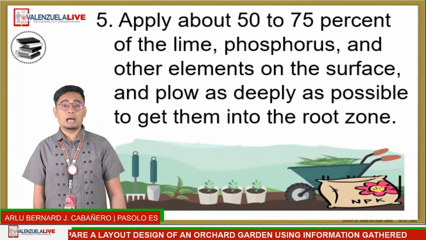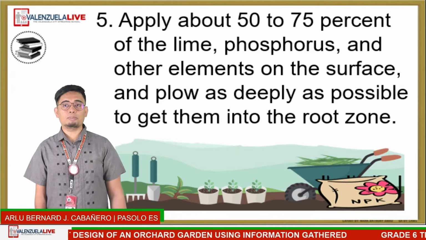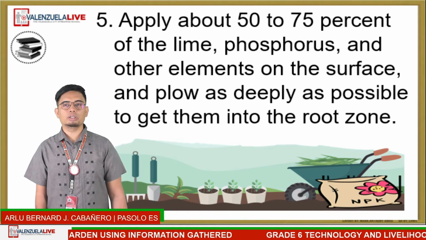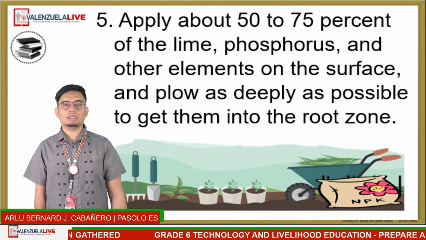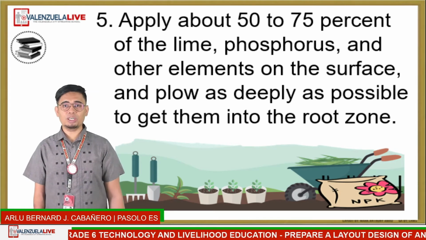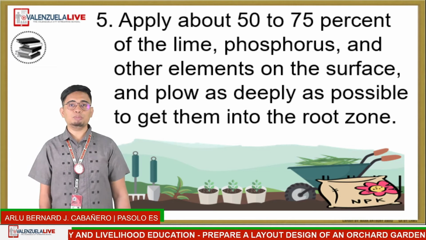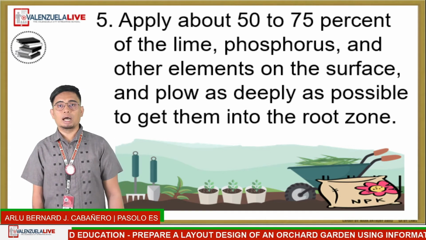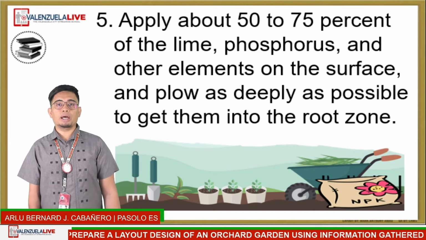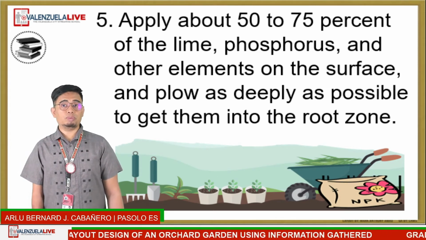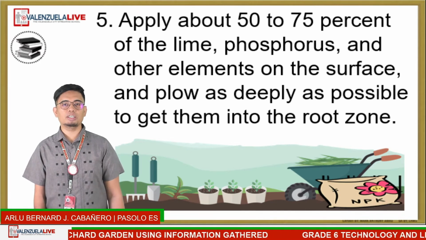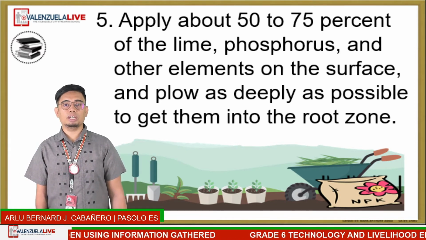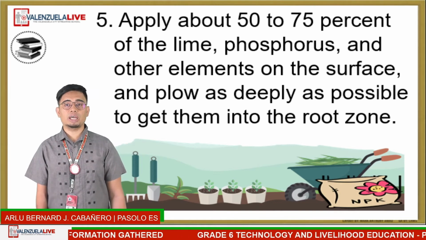Apply about 50 to 75% of the lime, phosphorus, and other elements on the surface and plow as deeply as possible to get them into the root zone. Deep plowing of lime and fertilizer is especially important for the tree fruits. After deep plowing, apply the remaining 25 to 50% of this chemical according to the soil test recommendations and tease them into the surface 6 to 10 inches.